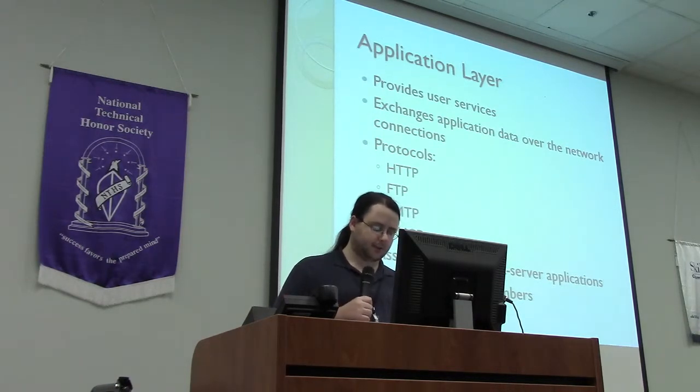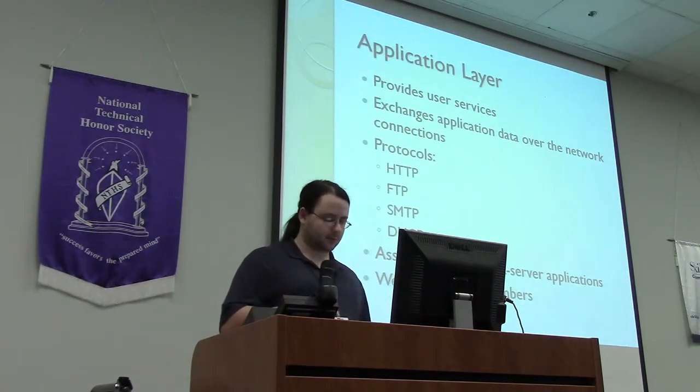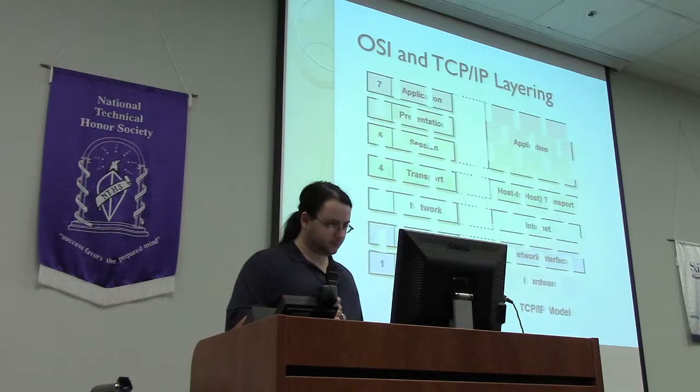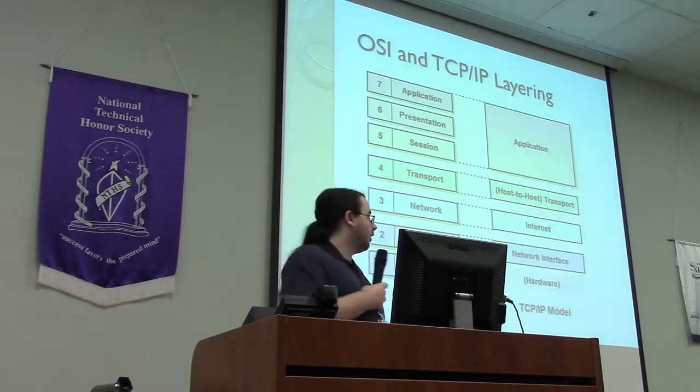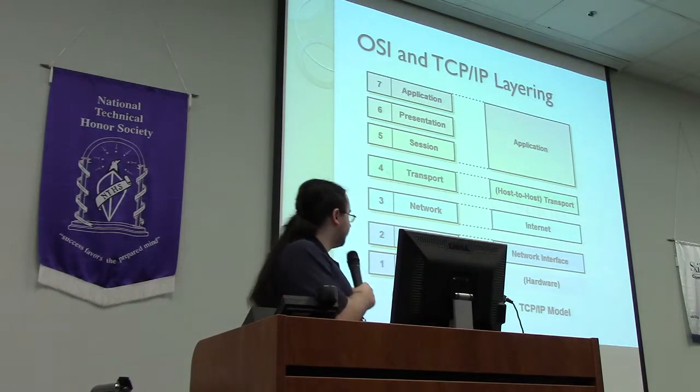The application layer in the TCP/IP model encompasses the 5th, 6th, and 7th layers of the OSI model, which are the session layer, the presentation layer, and the application layer, respectively. Which you can see here. This is how the TCP/IP model corresponds to the OSI model.